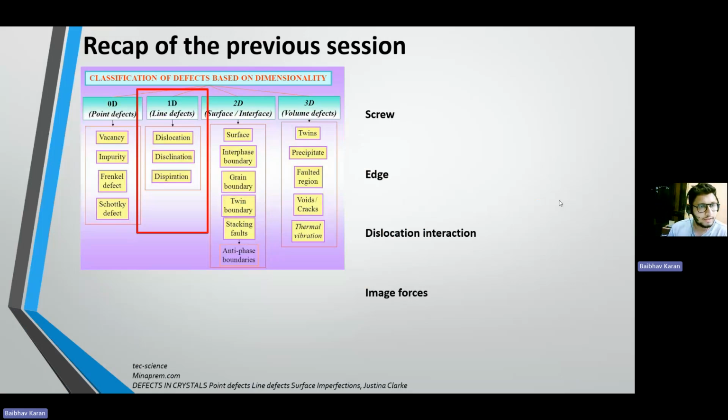In the previous few sessions, we started one dimensional defects, those are dislocations and disclinations. We learned about the difference between dislocation and disclination from the Volterra model. We concluded from the Volterra model that disclinations are very rare in the metals we are considering in our general use. Dislocations are quite common in metals, so we'll be focusing our discussion mostly on dislocations.